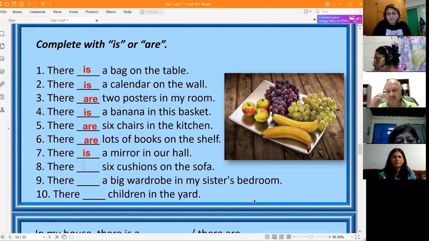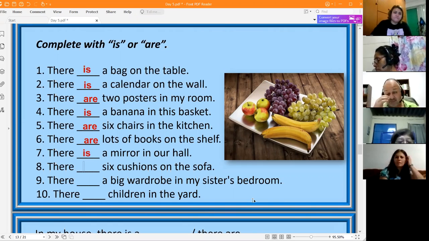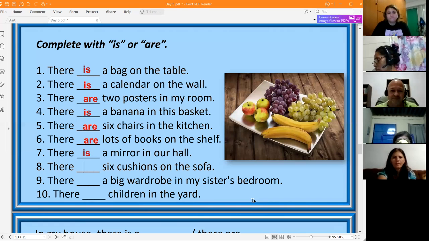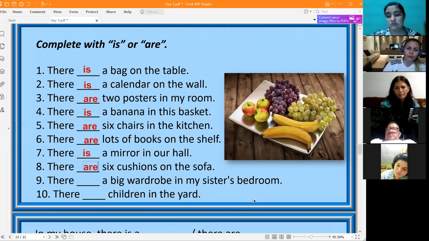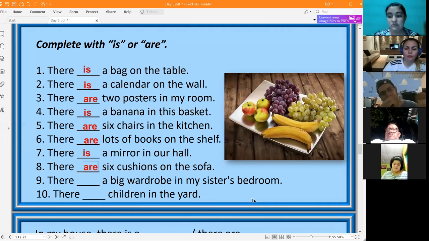Very good. Thanks. Mariana Dolores, number 8, how do you complete 8? There are six cushions on the sofa. Okay, there are 6 cushions on the sofa. Some people confuse the pillows and the cushions. Cushions are normally for aesthetics. They are not really comfortable on a sofa, but some sofas have 6 cushions, 7 cushions, a lot of cushions, but pillows only on the bed, right? We have pillows on the bed.